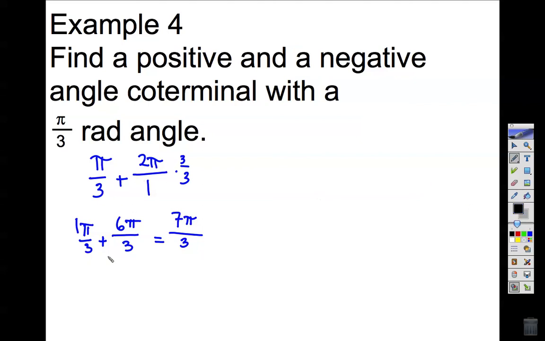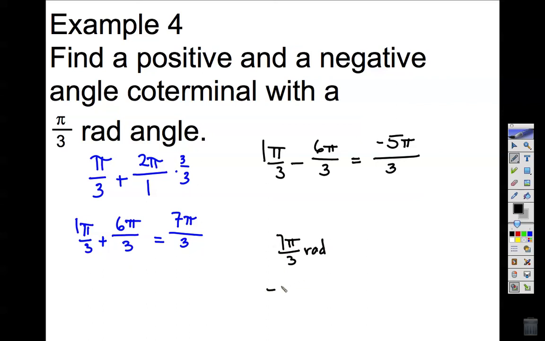Again, very similar. Now I'm going to subtract: pi over 3 minus 6 pi over 3. So instead of adding, I'm subtracting compared to this one. The 3's remain the same for the denominator. 1 minus 6 is negative 5 pi. So the two angles that are coterminal with pi over 3 are 7 pi over 3 radians and negative 5 pi over 3 radians.